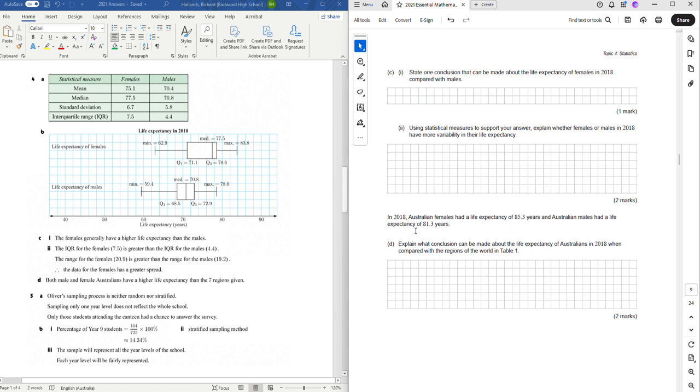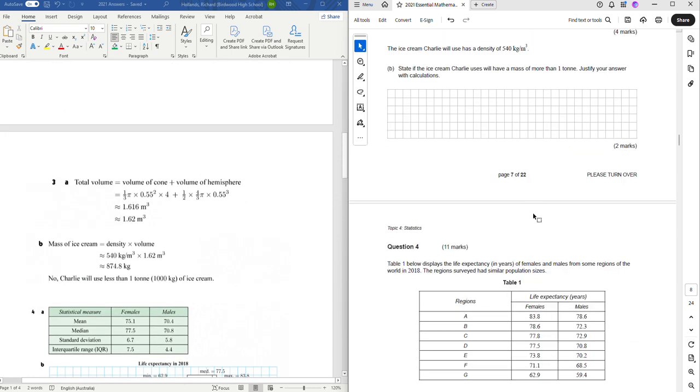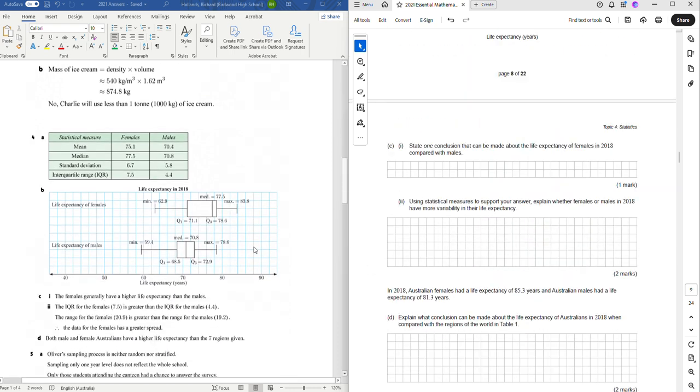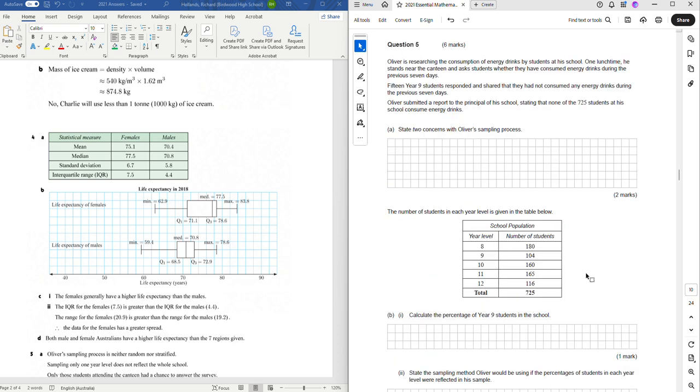All right. In 2018, Australian females had a life expectancy of 85.3 and Australian males had a life expectancy of 81.3. Explain what conclusion can be made about life expectancy of Australians in 2018 when compared with regions of the world. So compared to this table here that they give you, how do Australians stack up? Generally speaking, we are higher. All right. You would just have to look at the mean, median, like the mean, both. All right. We know that Australians in both categories have a higher life expectancy.